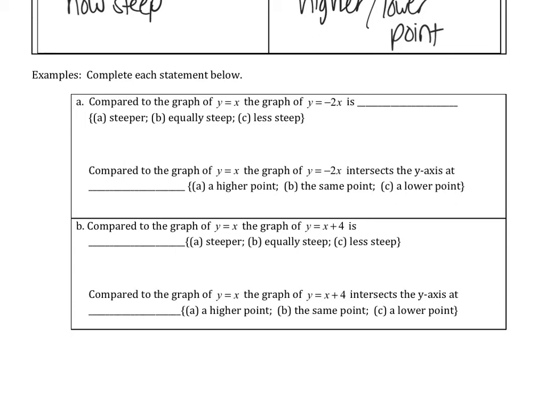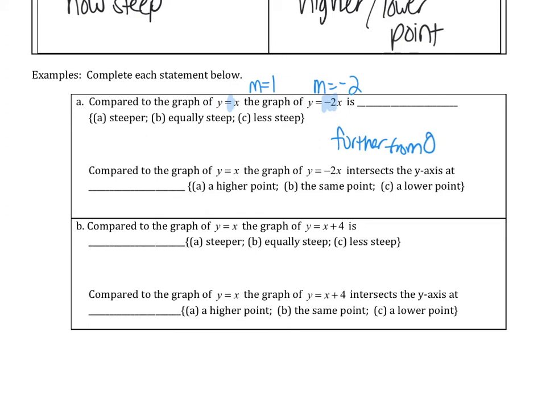Since steepness refers to slope, you have to look at slope in order to determine the steepness of a line. The slope of y equals x, remember, is just 1, okay? And then the slope of y equals negative 2x is negative 2. So the slope changed. The question is, did the slope get further from 0 or closer to 0? In fact, it got further from 0, right? It started at 1 and then it went to negative 2, so it got further from 0.